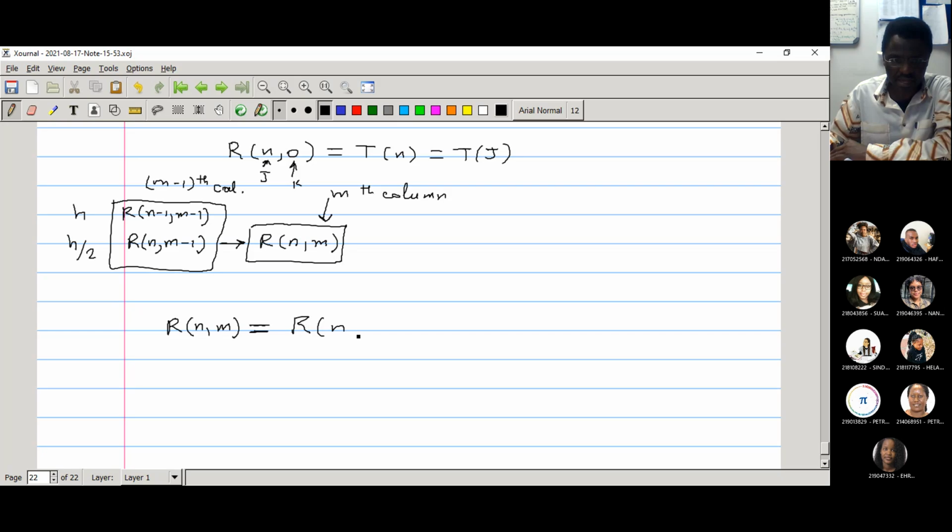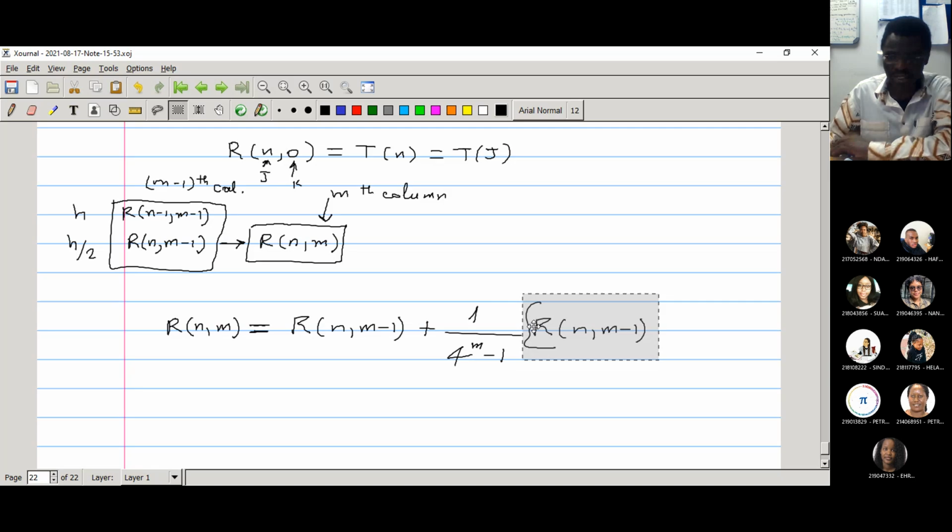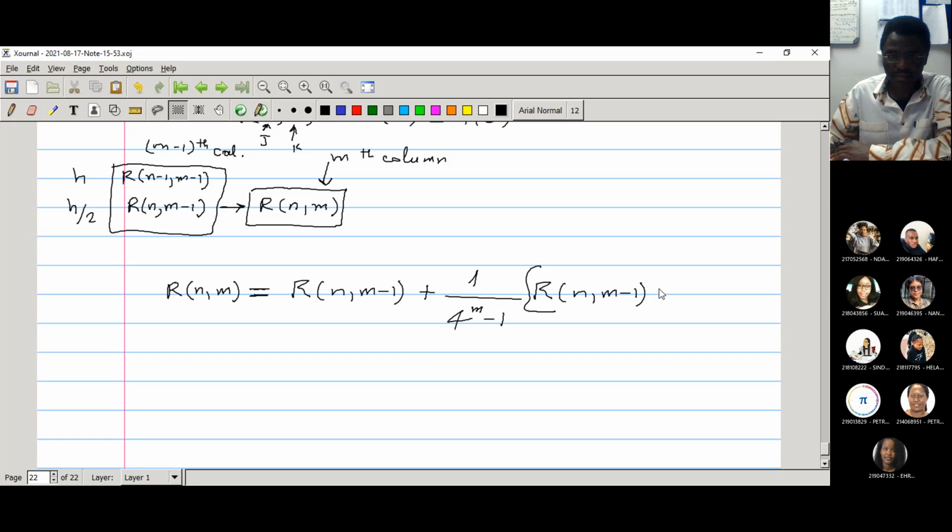So that will be R n, m minus 1, right? Plus, we know already 1 by 4 to the m minus 1 into, I copy this, right? Because this one, we know already that this gives us a better accuracy or more accurate, right? This is more accurate minus the less accurate. We know that, right? This one is less accurate.